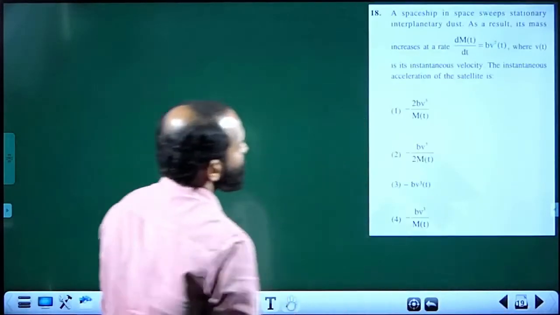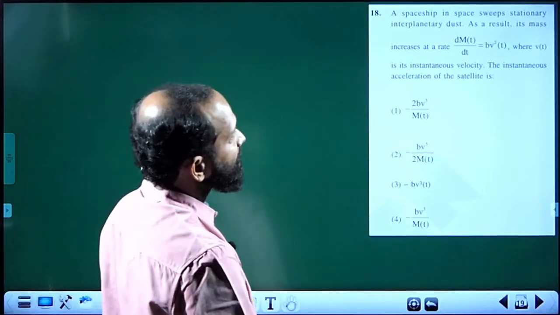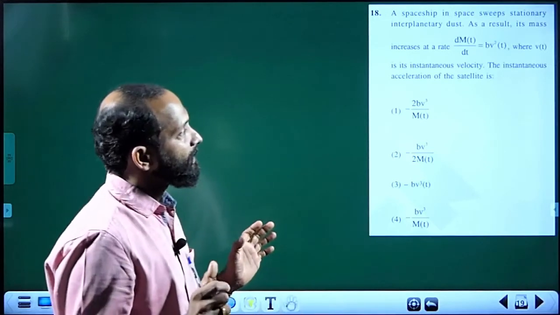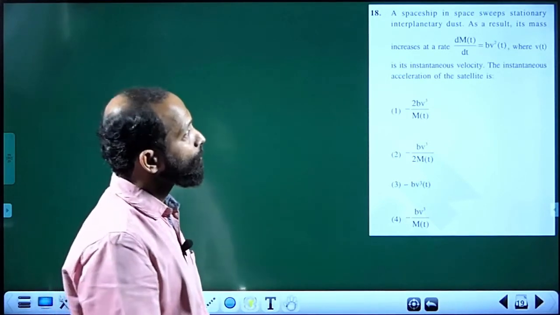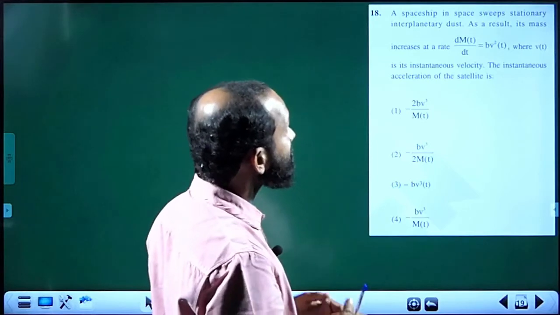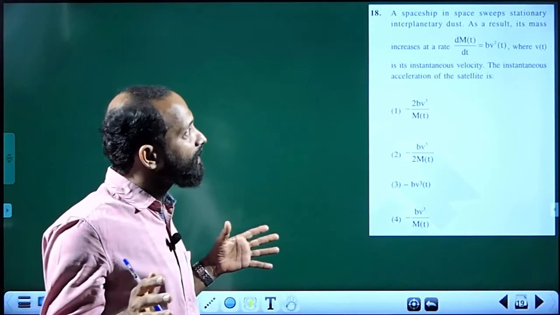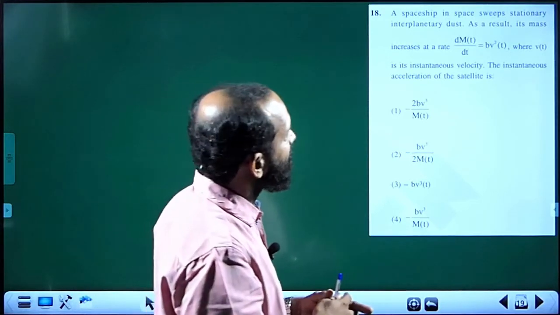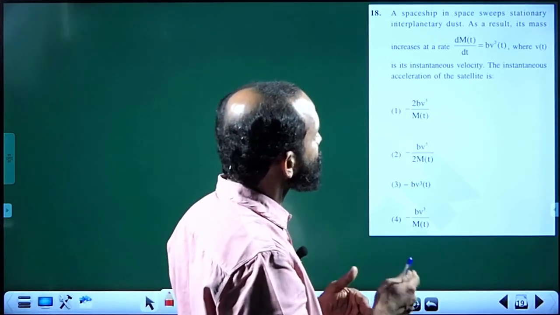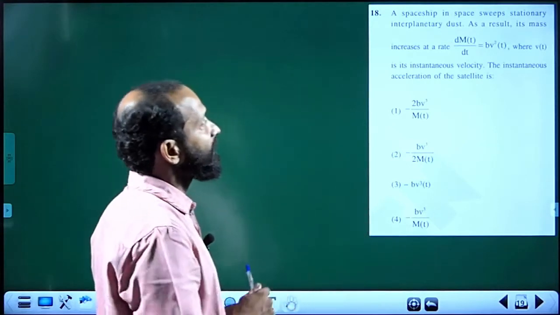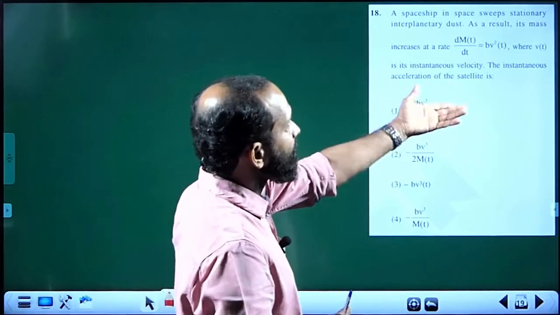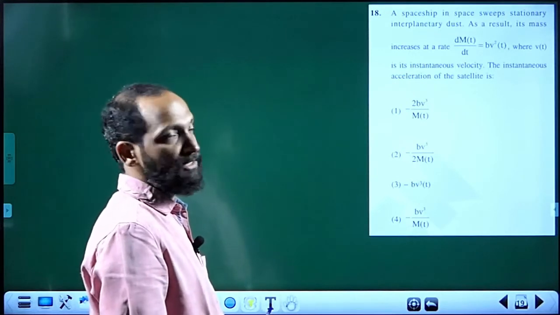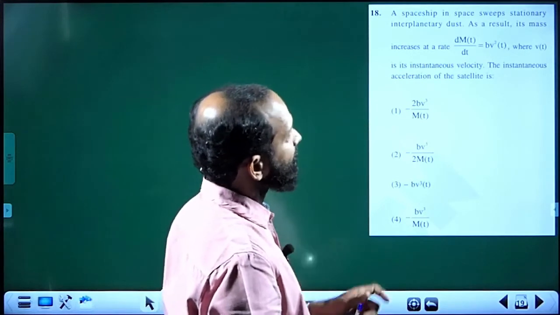Next one, a spaceship in space sweeps stationary interplanetary dust. That is why it needs extra energy to move. As a result, its mass increases. It sweeps the extra interplanetary dust, so its mass increases on moving ahead. And that rate is dm by dt equal to bv square, where v is the instantaneous velocity. We know on doubling the velocity, the mass increase rate would be quadrupled. That is the law they are given.